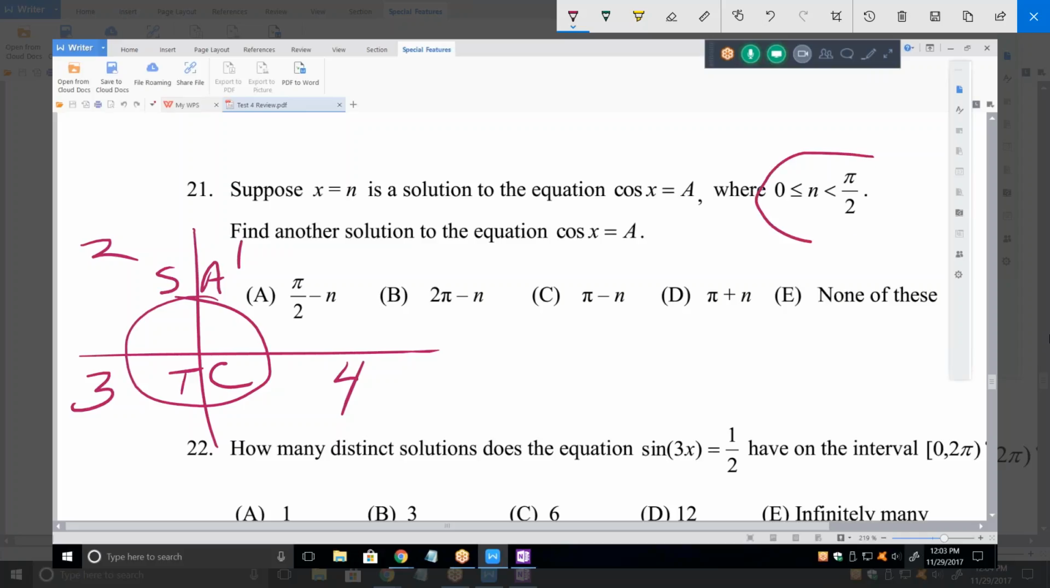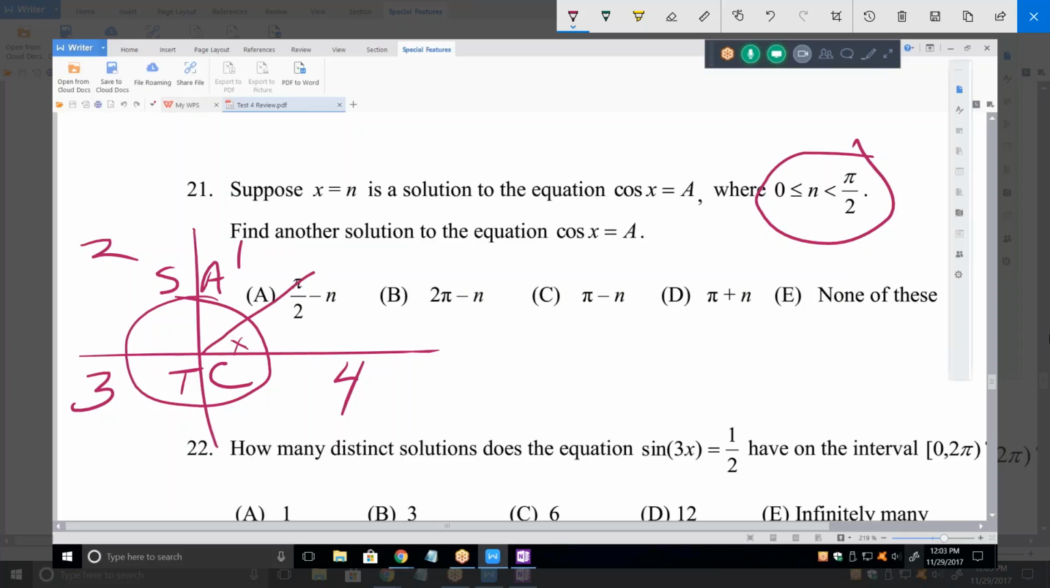What does that tell you? That n is greater than or equal to 0. Yeah, but what does that mean? Which quadrant is it in? It's in 1. Okay. So what they're saying is that x is in the first quadrant, and the cosine of x is equal to a. Okay, so we'll just make up an angle. We'll call that x.